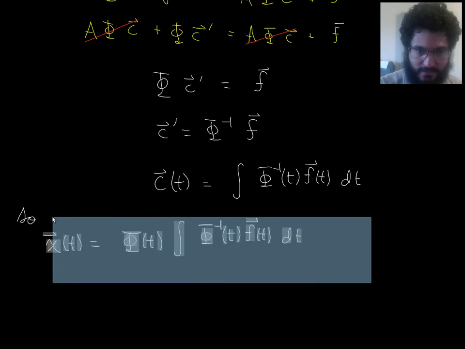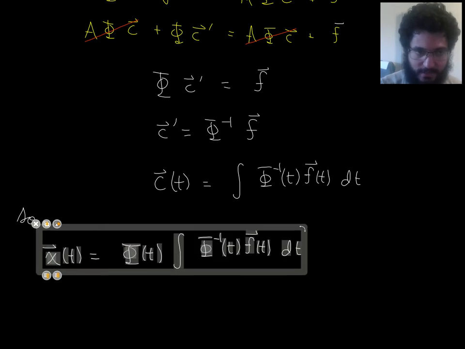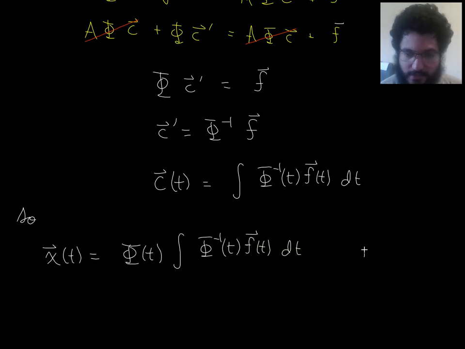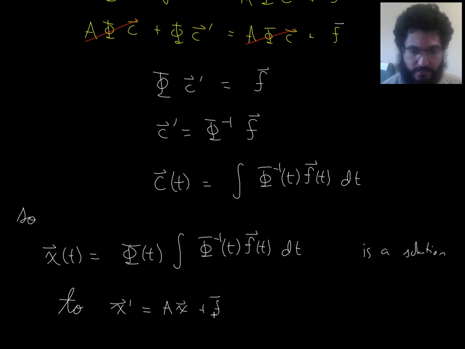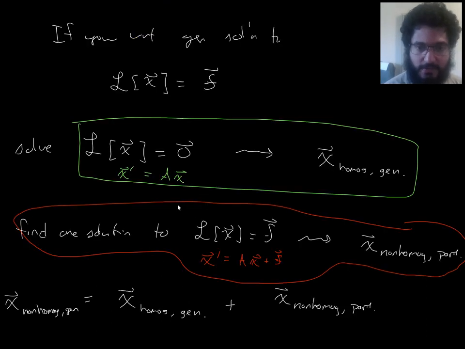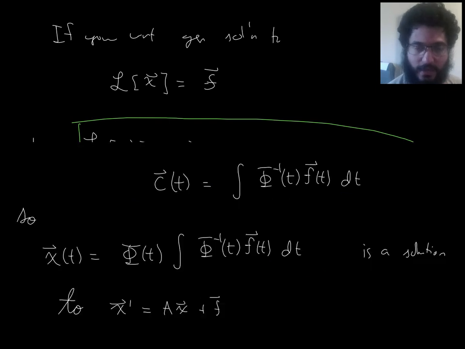So this function here is a solution to x prime equals ax plus f. All right, awesome. So that's how you do this red part. So let's write the final answer. Let's write the final thing at the end.